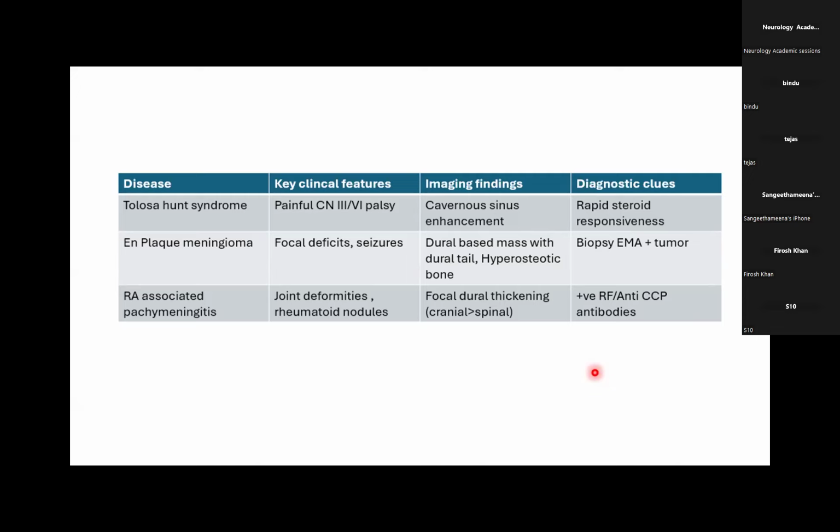Then en plaque meningioma. Focal deficits and seizures are seen in en plaque meningioma. There is a dural based mass with a dural tail, and hyperostotic bone will be seen. And diagnostic clues include biopsy, and the biopsy can be helpful in determining the diagnosis.